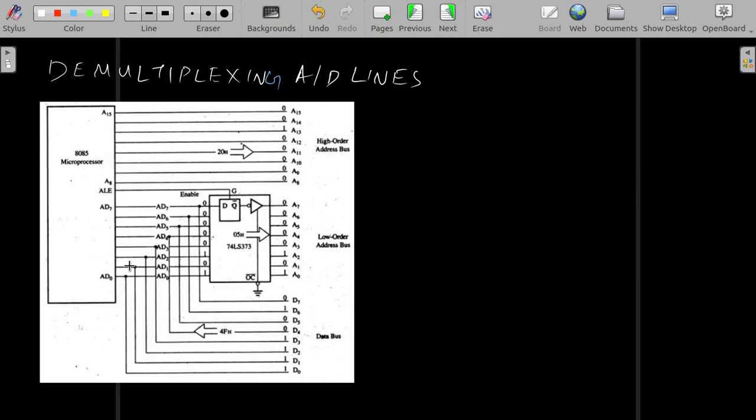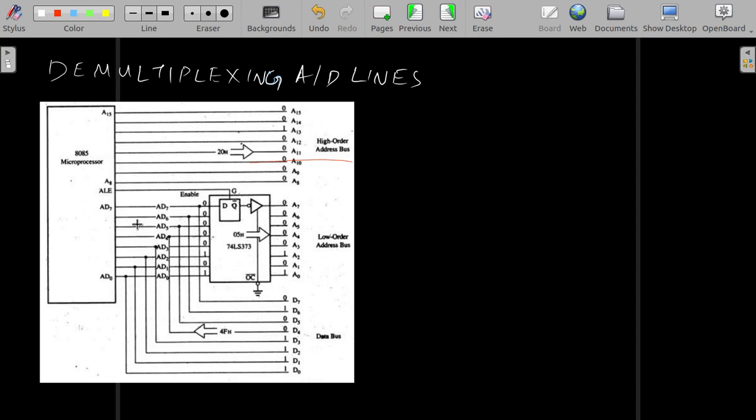This is the hardware structure that we use for demultiplexing address and data, right? Here we have our concerned pins A8 to A15. Does it require any latching or changing? No, because throughout the operation it acts as the higher order address bus, so we can directly use it as address. So no change here. The change is only happening here.